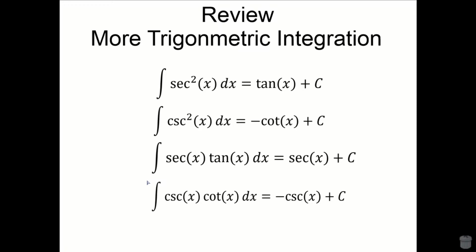Alright, some more advanced trigonometric integration review. The integral of secant squared of x dx is equal to the tangent of x plus c. I'll give you a couple of seconds to look at them, then I'll move on. If you need more time, you can come back to it, or you can simply press pause.